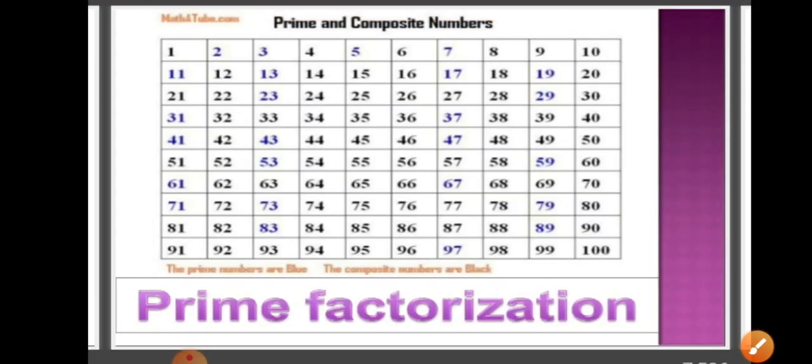Next, in this first exercise we will do questions based on prime factorization. We have to take out the square root by prime factorization. So these are some numbers where you can see prime and composite numbers. We all know prime and composite numbers: prime numbers have 2 factors, and composite numbers have more than 2 factors.